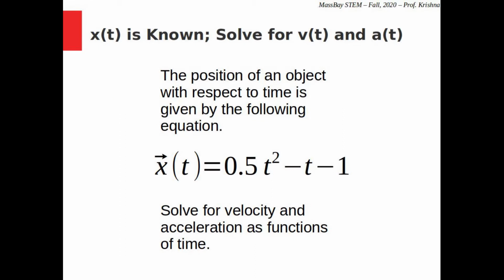Look at this example. The position of an object with respect to time is given by the following equation. Position is equal to 0.5 t squared minus t minus 1. Solve for velocity and acceleration as functions of time. Here, time is given in seconds and position is measured in meters relative to the origin. We know position as a function of time. We need to find velocity by taking the first derivative and acceleration by taking the second derivative.